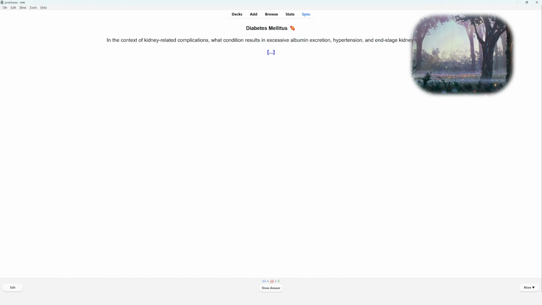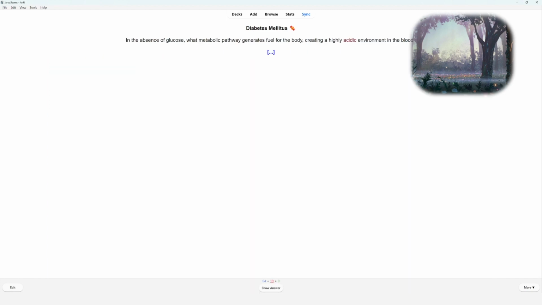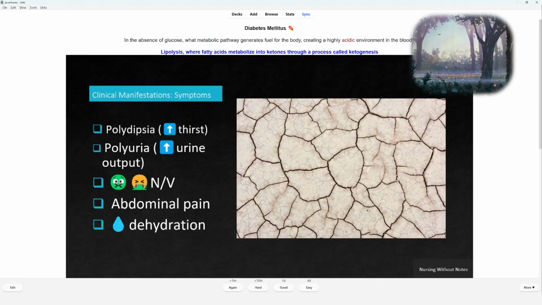In the context of kidney-related complications, what condition results in excessive albumin, hypertension, end-stage kidney disease? Nephropathy, or Kimmelstiel-Wilson nodular glomerulosclerosis. In the absence of glucose, what metabolic pathway generates fuel for the body? Lipolysis.